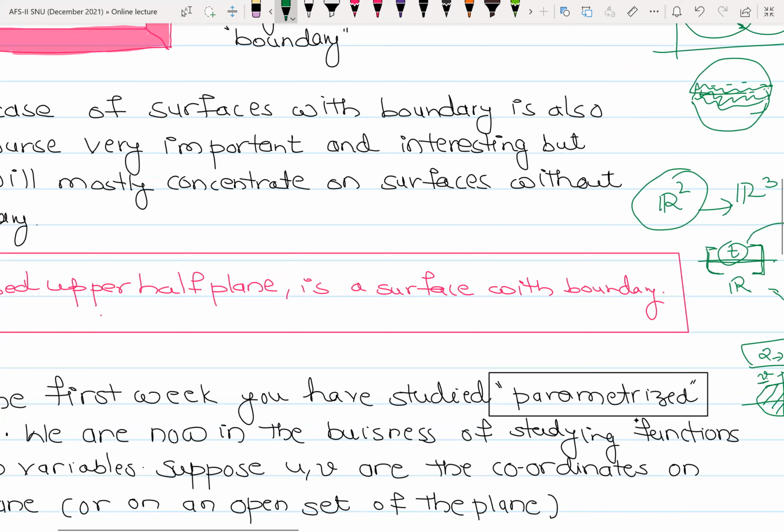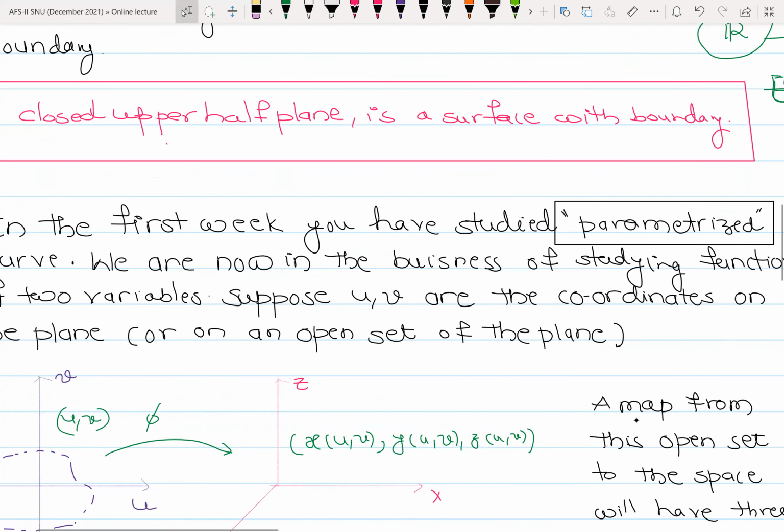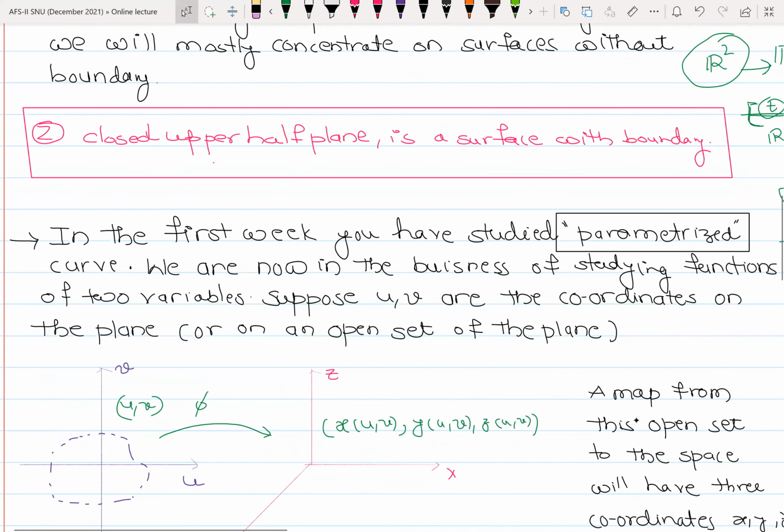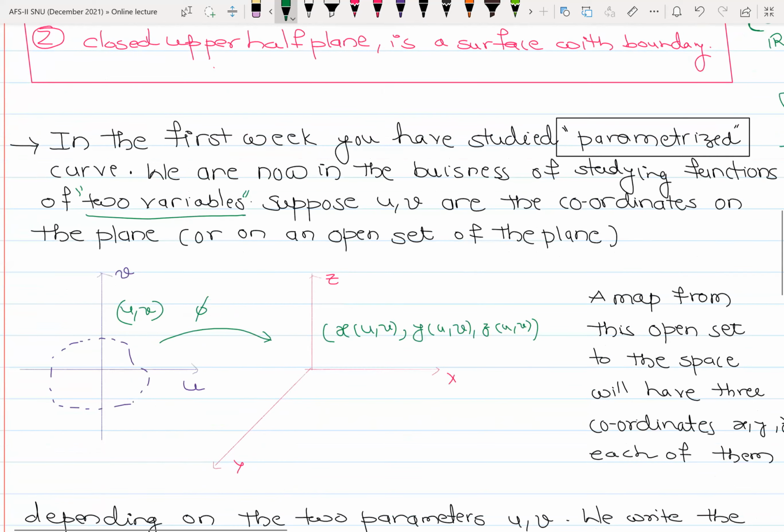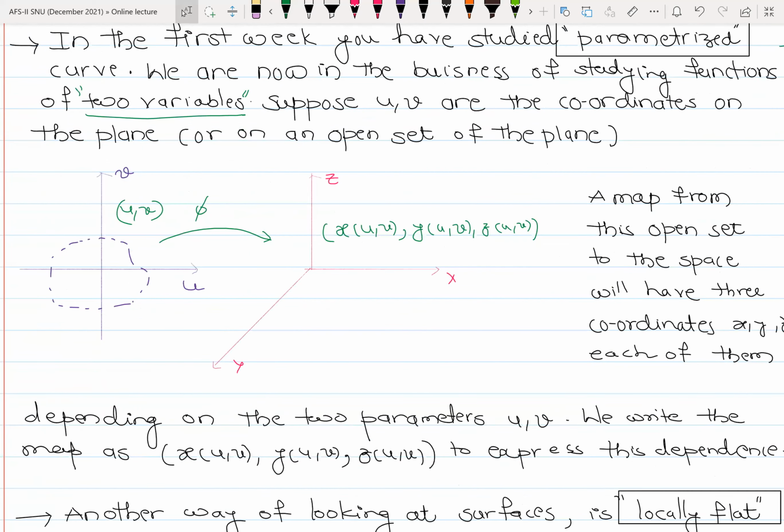So in the first week, you have studied parameterized curves, and now we are going to study functions of two variables. Okay, now this is u and v, whatever I wrote, they are two variables. And what we are going to do is we are going to define them in this way. So that is what our job is to give now.